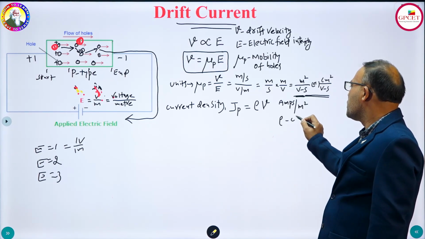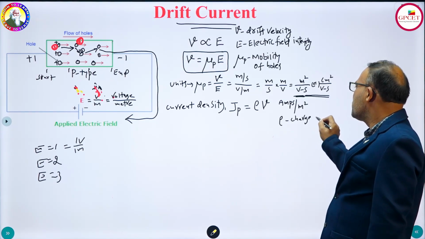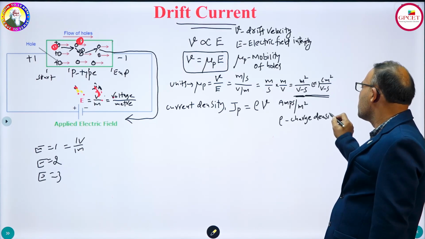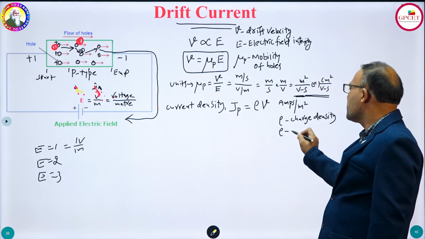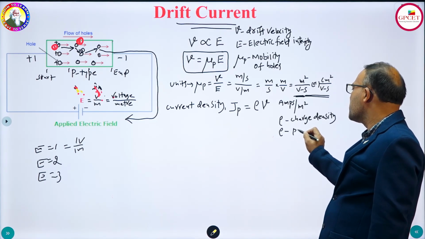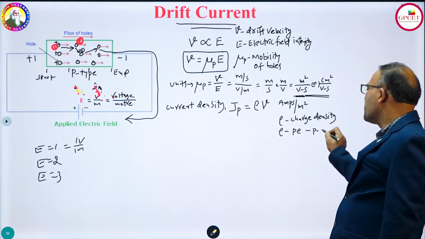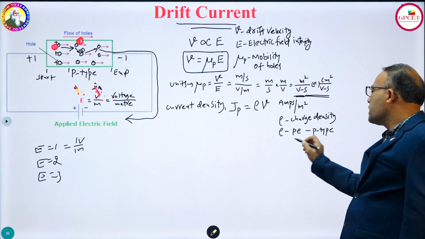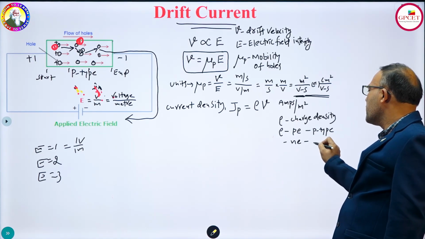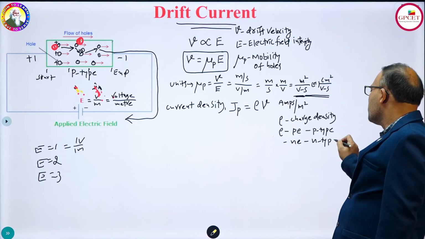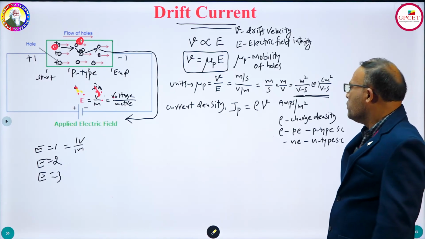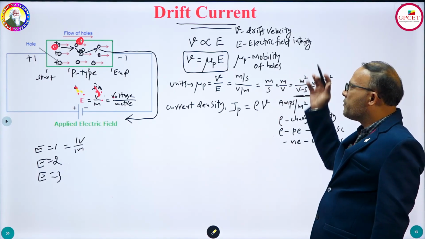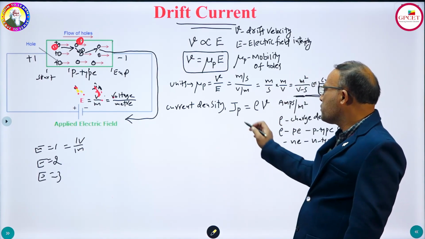This charge density rho can be written as Pe for p-type semiconductor, and it is written as Ne for n-type semiconductor. And V is nothing but drift velocity again.